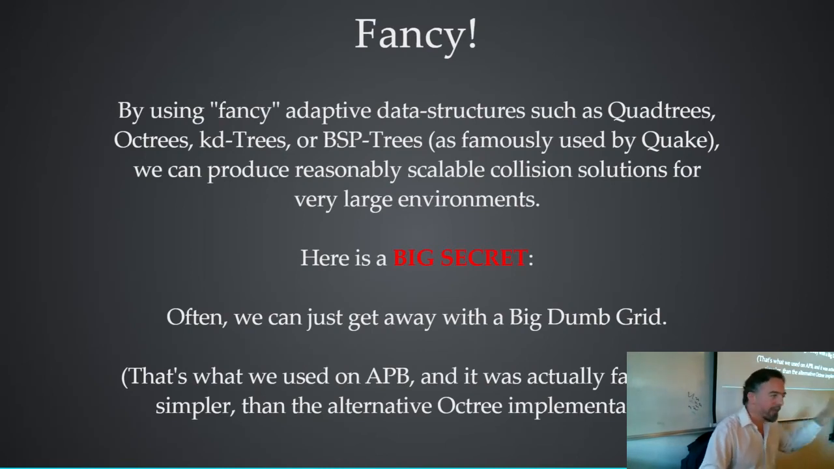Now the thing is, Octrees are a good idea, right? But it just depends. It's a case of, is the overhead of all that Octree management actually worth it for you? It turned out for us, given the nature of our world, the density of our scenes, the size of our objects, that it was better to just pick a good size and have a good regular sized grid.